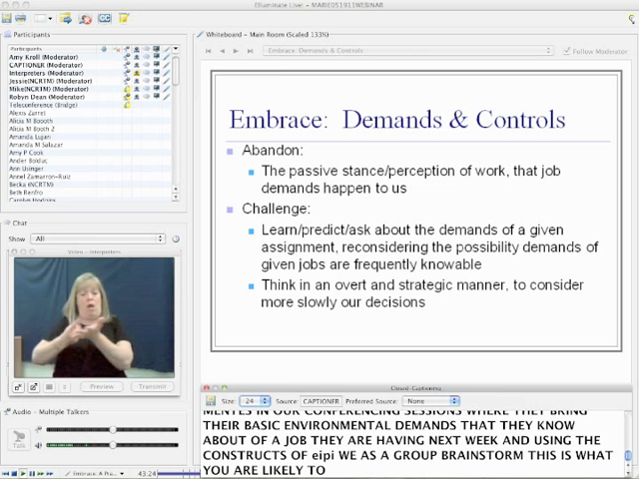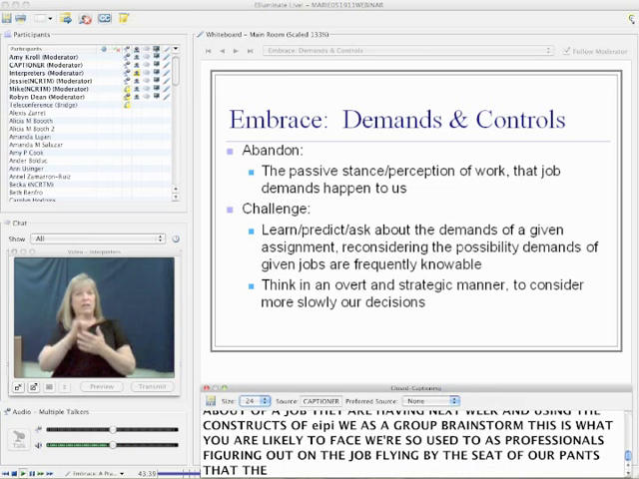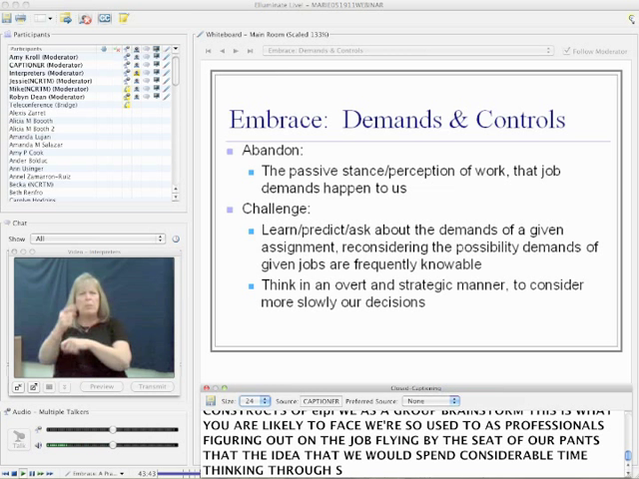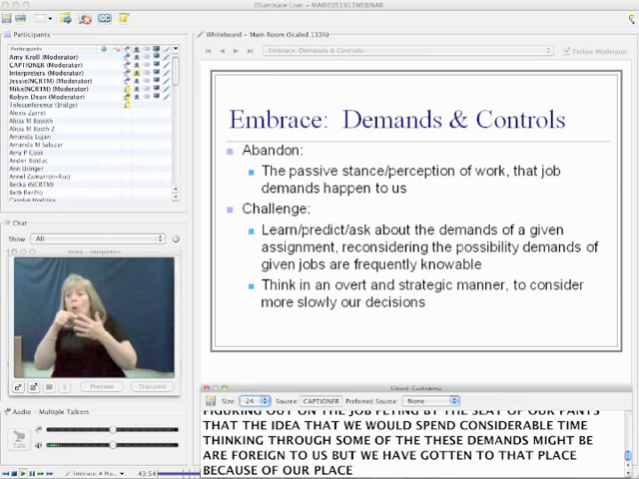We're so used to, as professionals, figuring out on the job, flying by the seat of our pants, that the idea that we would spend considerable time thinking through what some of these demands might be is foreign to us because we've gotten so good at doing it differently. But we've gotten to that place because of our experience, and newer individuals don't have that luxury.